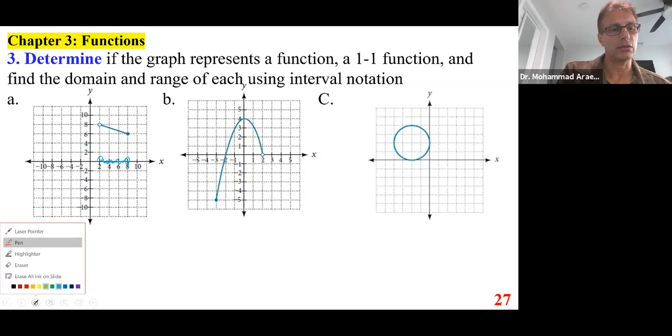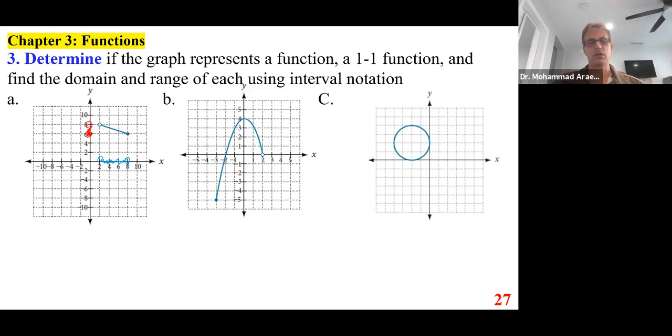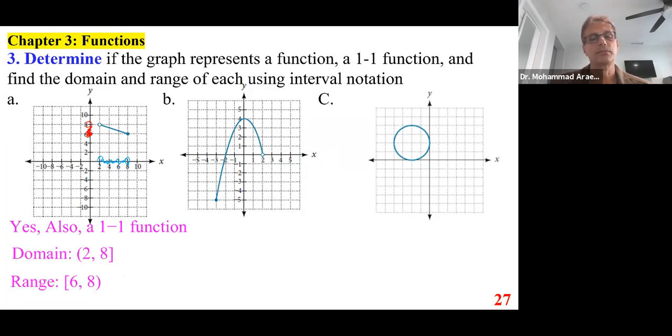And using a different color. This is covered. This is not. That's your range. So we write it as follows. Yes, it is a function, also a one-to-one function. Here's the domain, here's the range. Let's look at the second case.